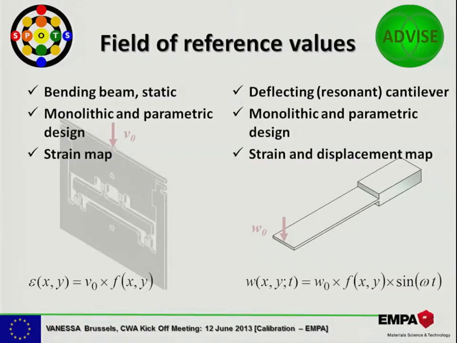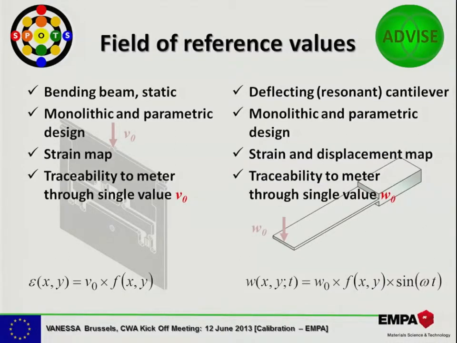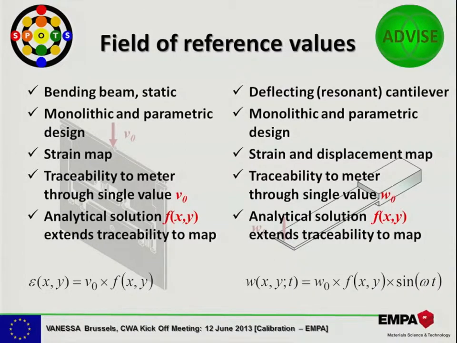We have a strain and displacement map given by an analytic expression for both materials. The traceability to the meter is through the single values nu0 and W0 on the right. And by having this analytical description of the strain and displacement field, this allows us to extend the traceability to the full field area, to the gauge area of the reference material.